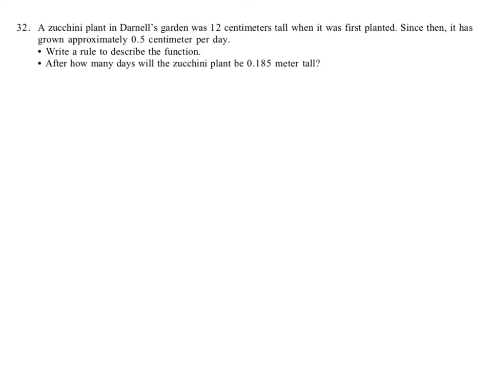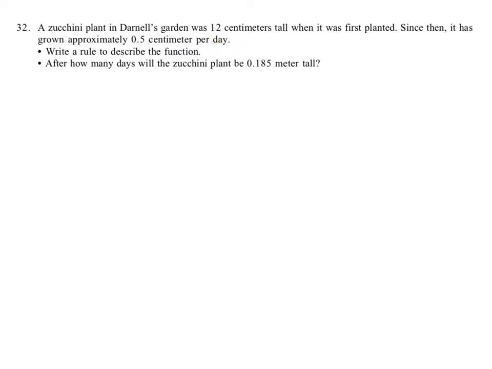A zucchini plant in Daryl's garden was 12 centimeters tall when it was first planted. Since then, it has grown approximately 0.5 centimeters per day. Remember what I said when you have a per situation happening per day? Whatever it says per what, one of the variables is going to be that thing. One of the variables is going to be how many days, right? And then the per thing, how much per day, that's going to be the coefficient on the variable that stands for this.